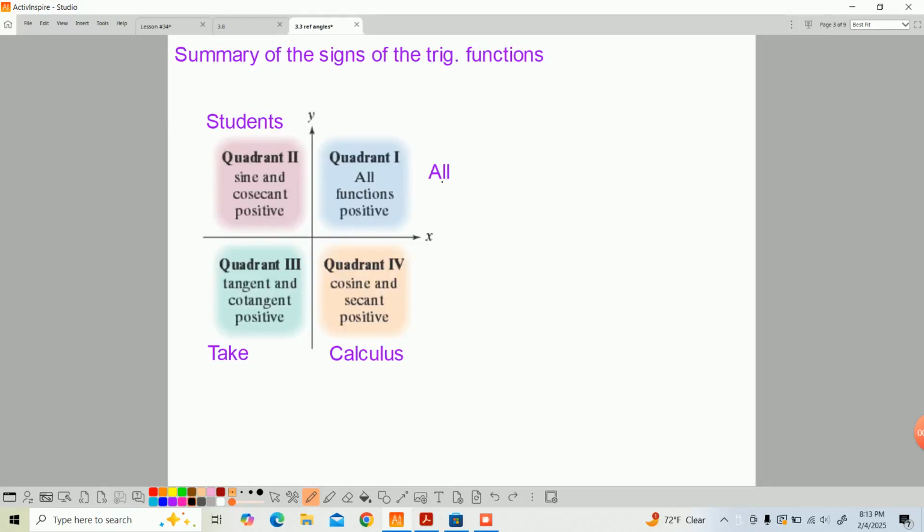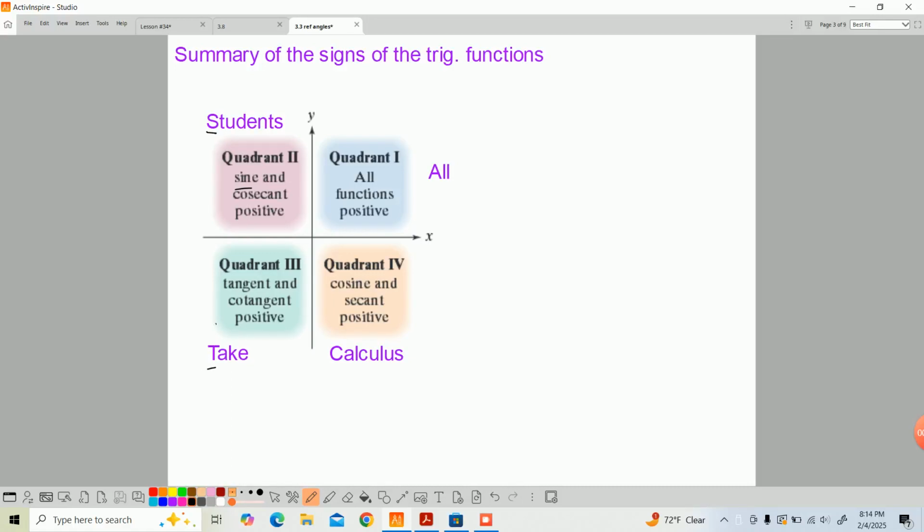You should know this for your 3A test. All students take calculus. When we say all, we mean that all the functions are positive in this quadrant because the x's and the y's are positive. In this quadrant here, sine and of course cosecant, that's a reciprocal, but let's focus on sine, right? Sine is going to be positive in quadrant 2, and that, think of your S there for sine.